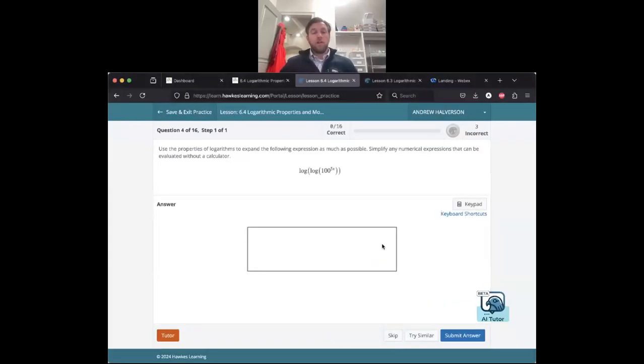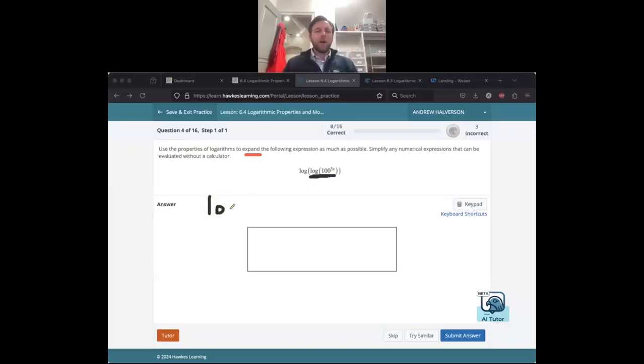So we've got the log. Use the properties of logs to expand the expression. We want to expand it, we want to break it apart. So how are we going to break it apart? Well, you see we've got a log inside of a log. They just really like to give you some stuff. So break up the inside log first, okay?